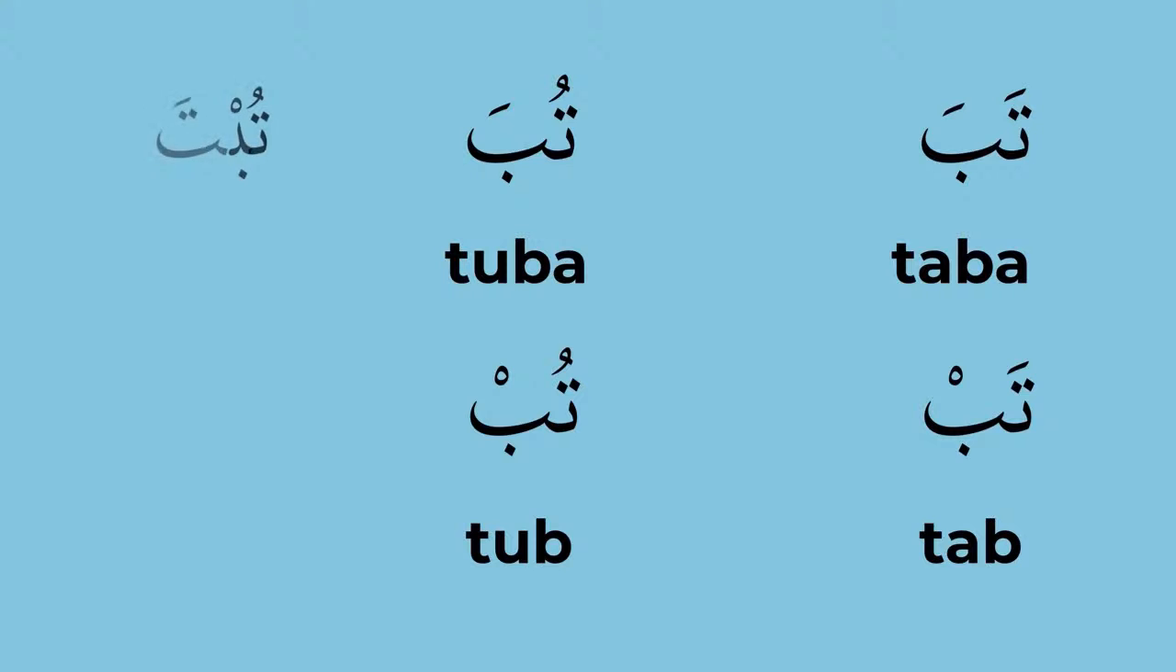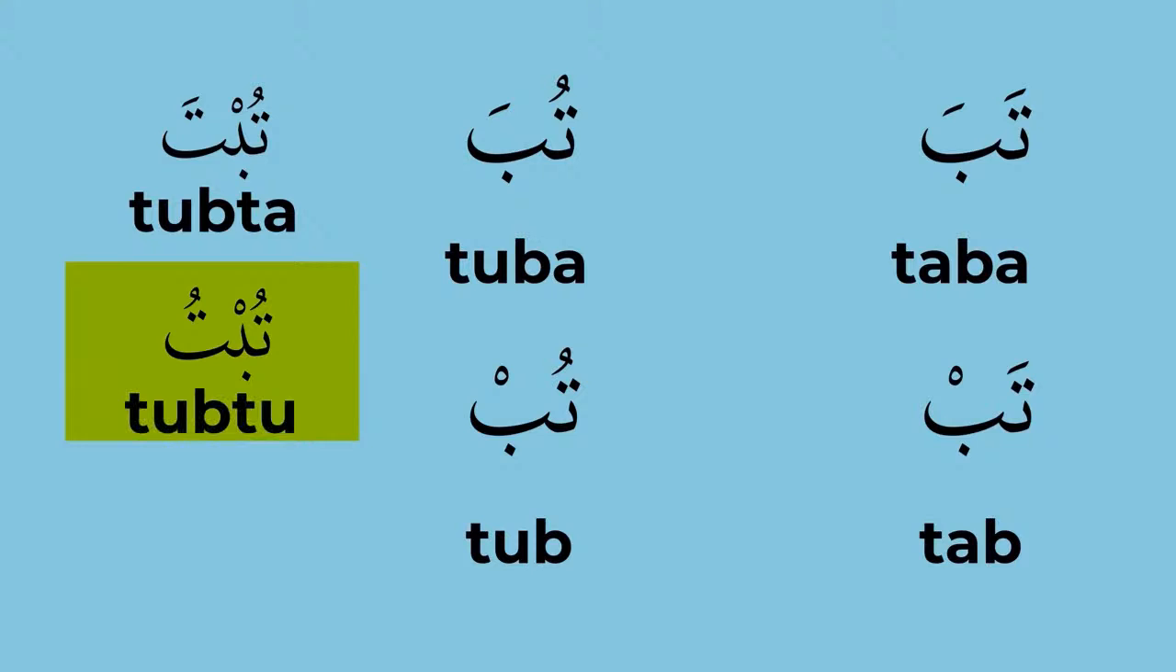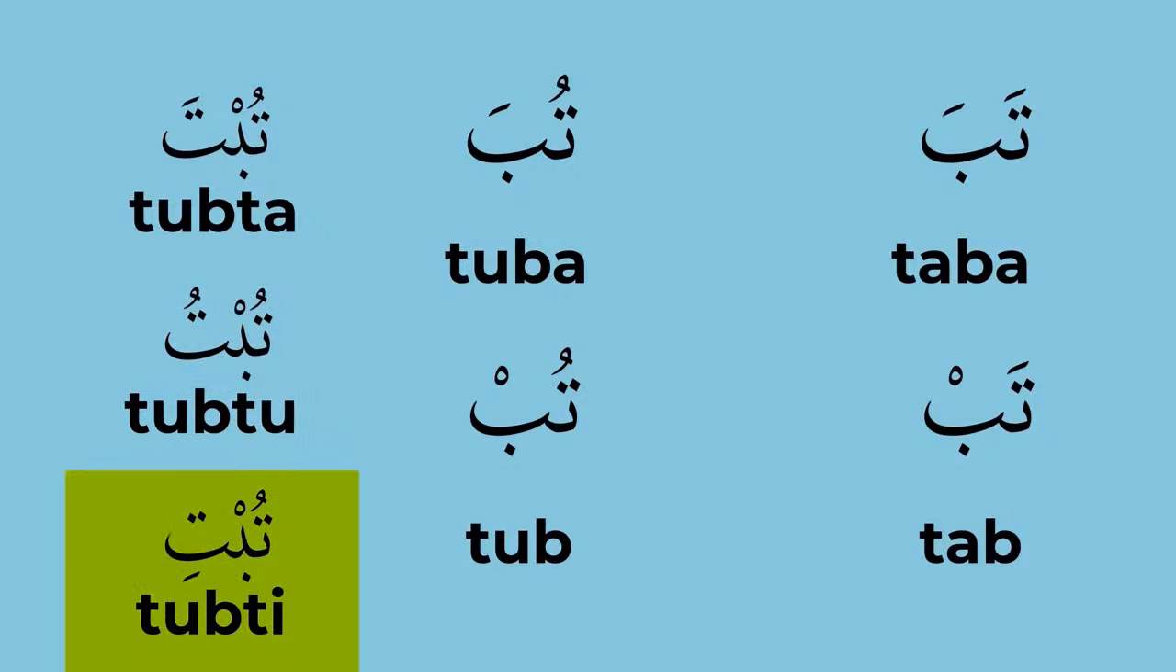If I write like this, brother, tubta. So we did not pronounce ba in its normal way as we pronounce ta and this ta. Tubta. And if I put dhamma here, tubtu. If I put kasra here, tubti. So ba has a sukun. It means it has no vowel sign. Sukun means there is no vowel sign on the letter. Is it clear, inshallah? Try and remember this, brothers.